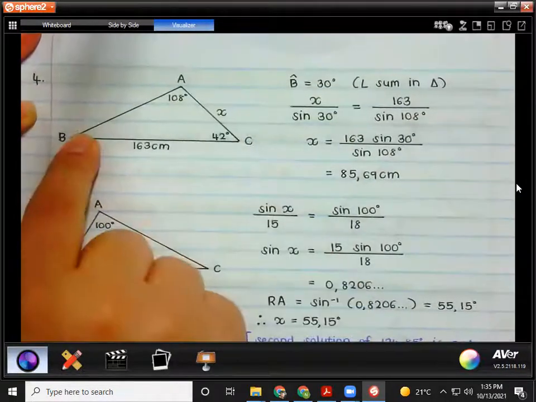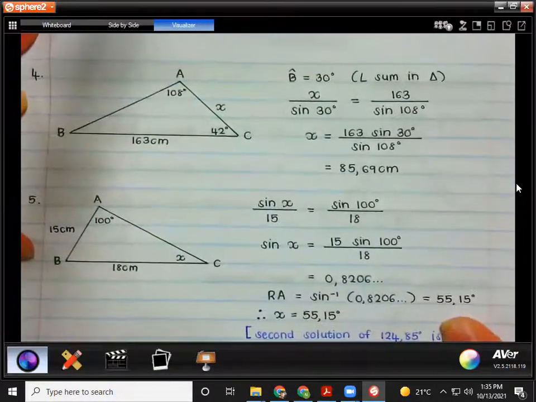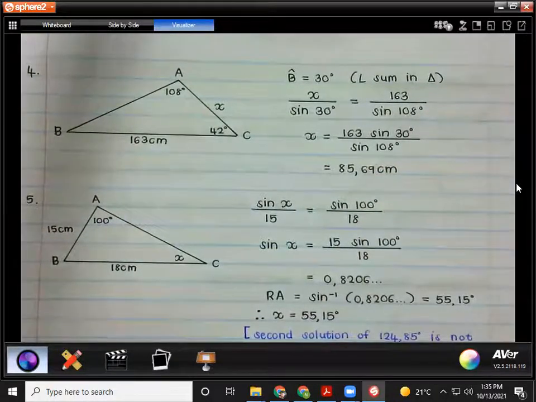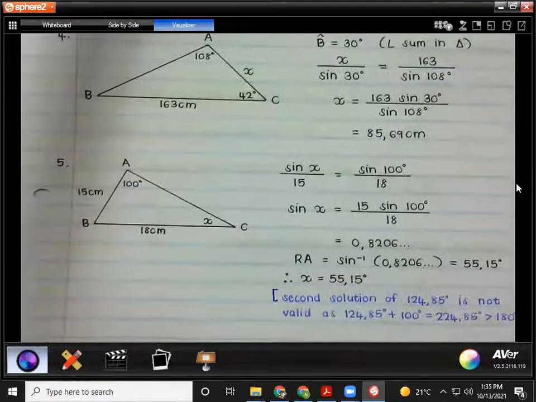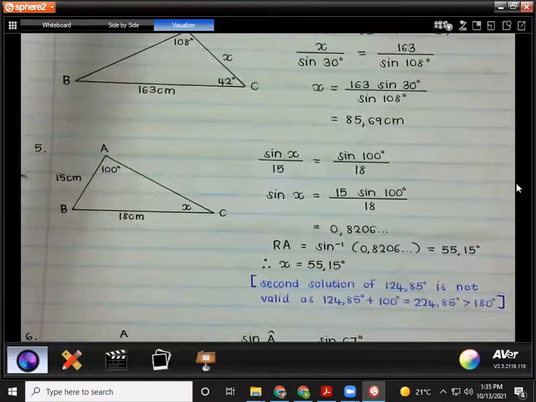So x over sine of 30 is 163 over sine 108. You multiply by sine 30, and then you get your answer. All right, number 5. This was one where you had to find an angle, but the second solution was actually not valid in this case.